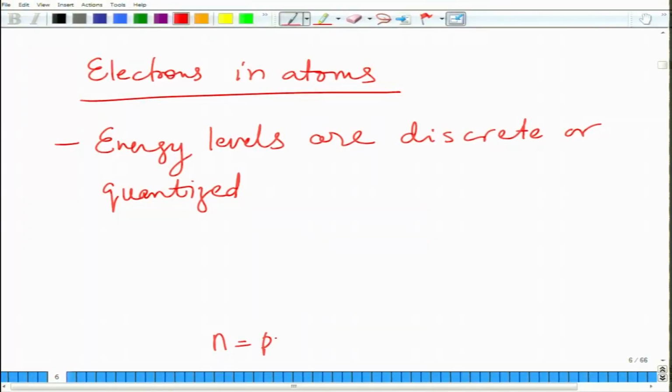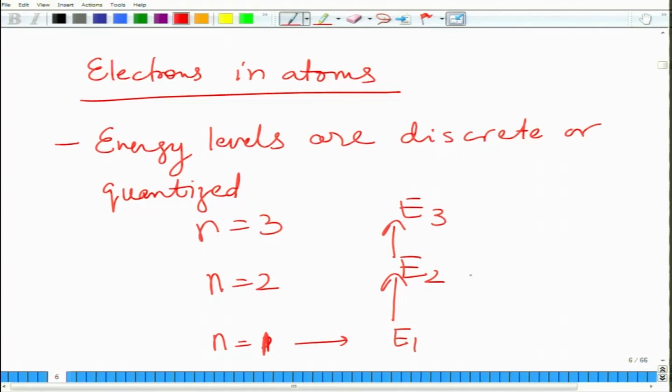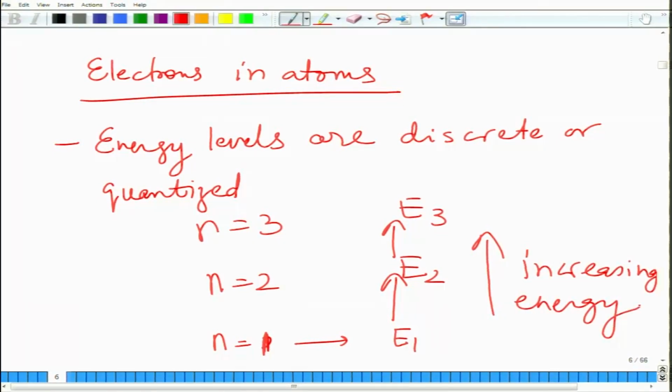So, for example, you can have n equal to 1 state, this is E1, and as you go to n equal to 2, you go to E2, and as you go to n equal to 3, you go to E3, and this is basically increasing energy, right. So, that is why you will see the hydrogen atom with 1 electron will be at the lowest energy state, and as you keep adding electrons to helium, sodium, potassium, carbon, iron, and so forth, you will go higher up in the energy of electrons.